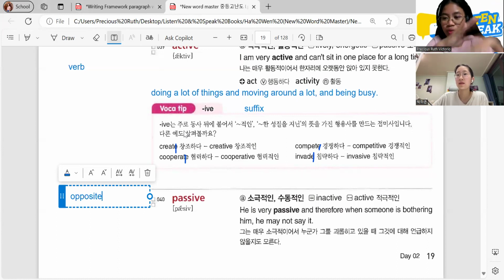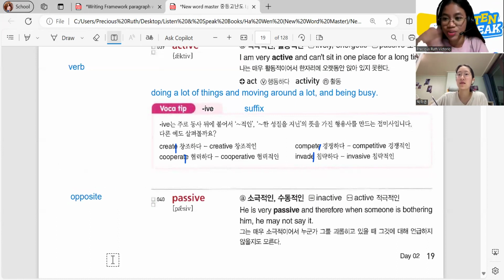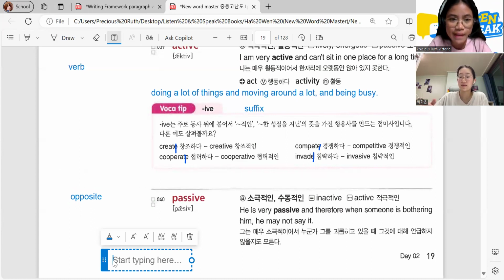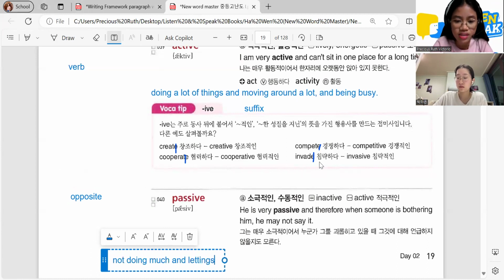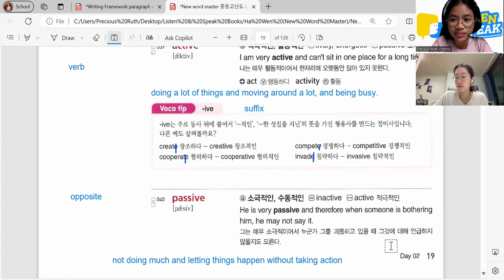Opposite of active. When we say active is busy, is energetic, passive is not energetic. It's the other way around. So passive is not doing much and letting things happen without taking action. Finish? Yes. Okay. So active is very energetic, and passive is not very energetic, right? So it's the opposite. It's the other way around.